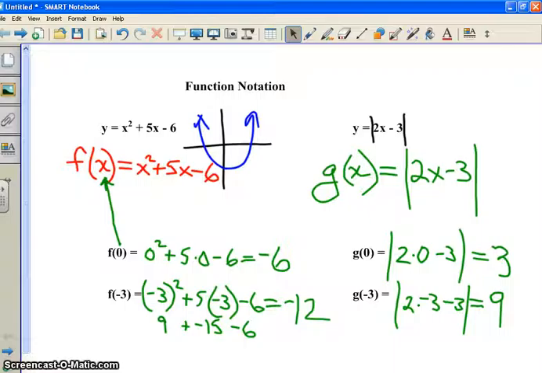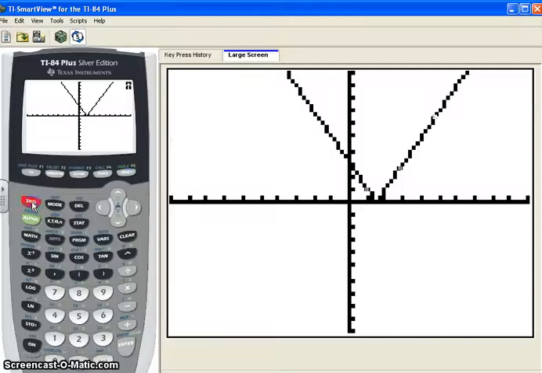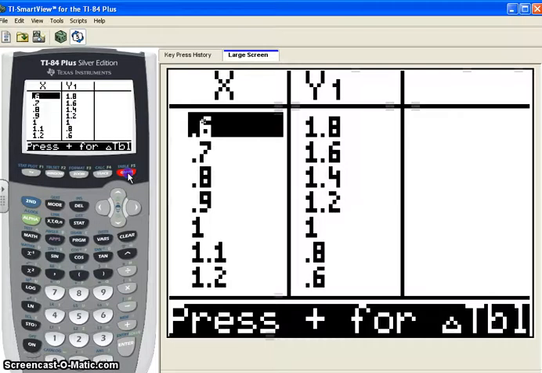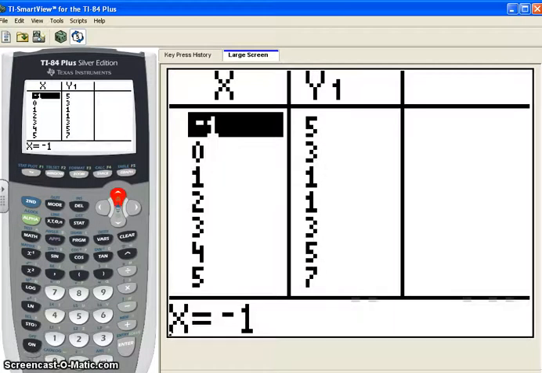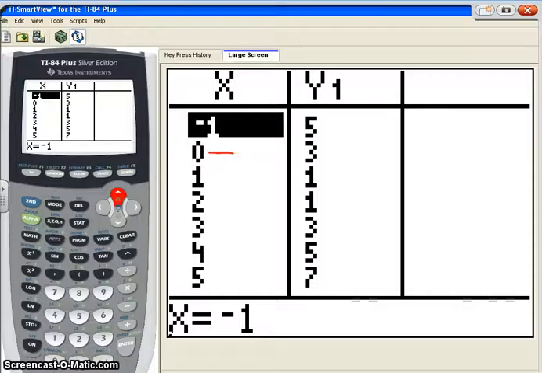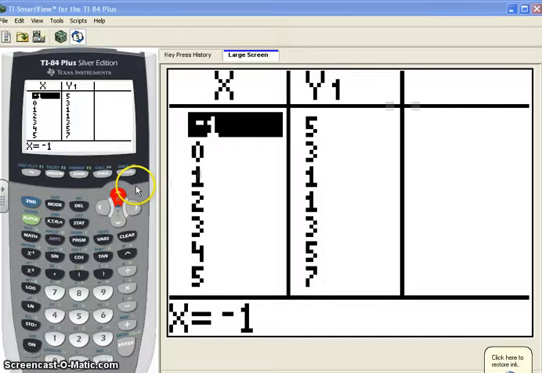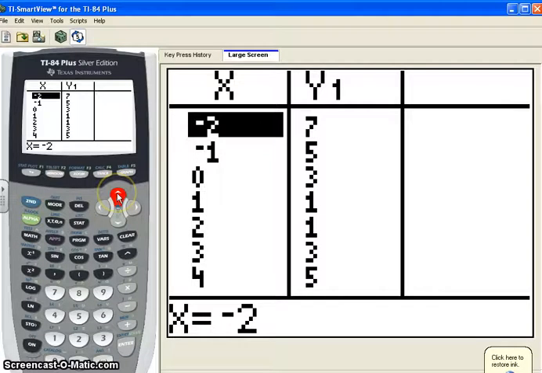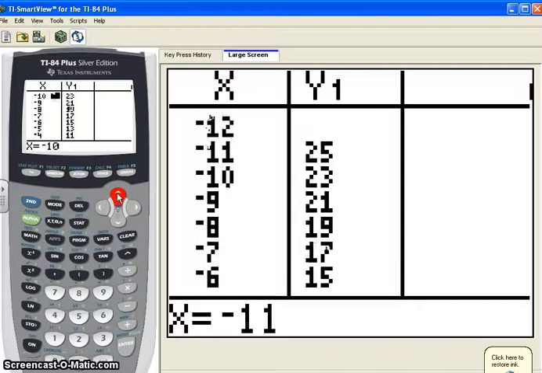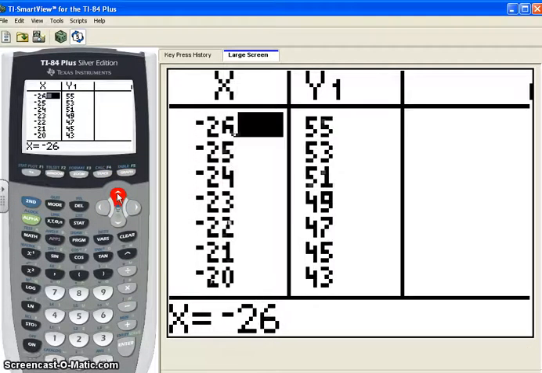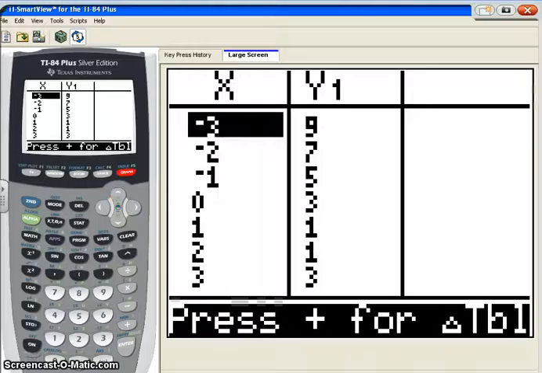One thing to note here, I could also get my outputs by going to my table on my calculator. And notice when my x value is 0, my y value is 3. And when I scroll to an x value of negative 3, my y value comes out to be 9.